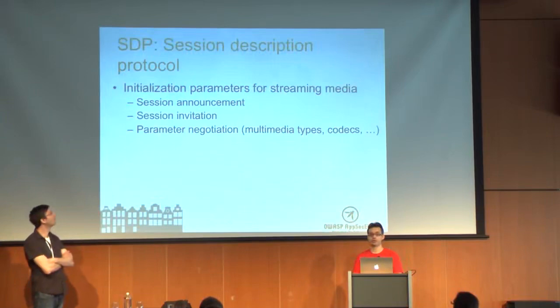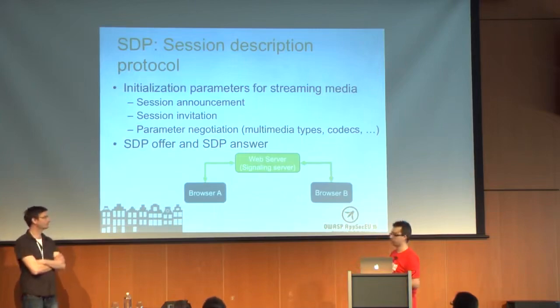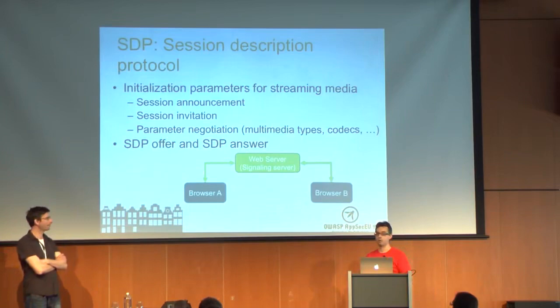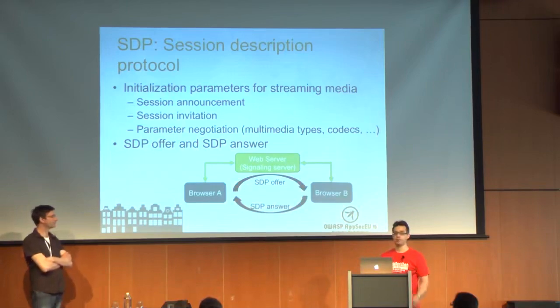I mentioned Session Description Protocol. How does it work? You have your browser A and browser B. They're using the signaling part to send over their capabilities, what the supported codecs are, what multimedia types, and what devices are at each of the endpoints. And they're sending offers and an answer to each other, and based on that they can calculate whether this is a match for the two endpoints to communicate.